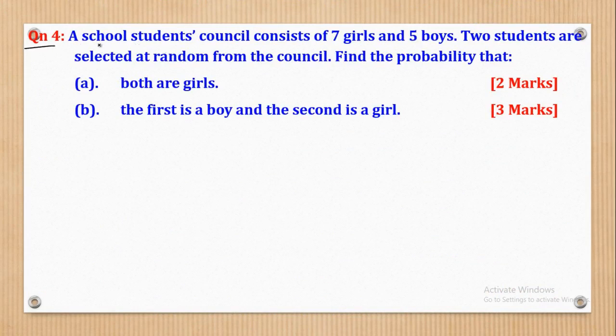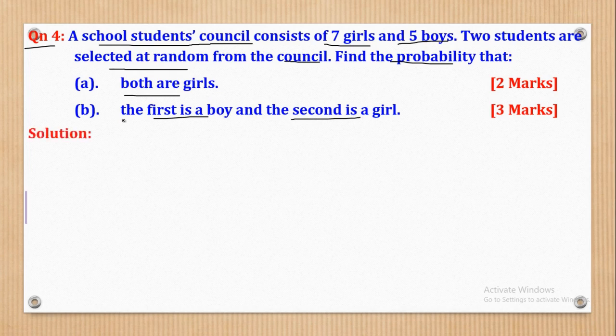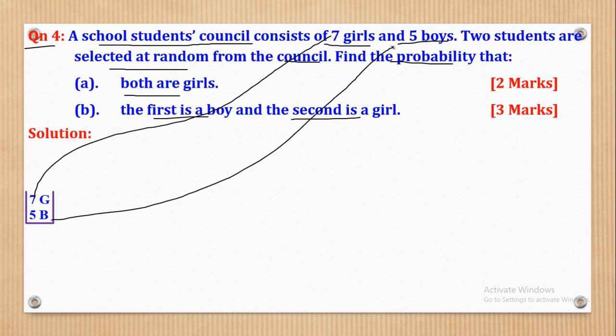Question 4 says, a school students' council consists of 7 girls and 5 boys. 2 students are selected at random from the council. Find the probability that both are girls, and 2, first is a boy and second is a girl. So the first thing to realize is that this one needs a tree diagram. So we shall draw a tree diagram, 7 girls and 5 boys.